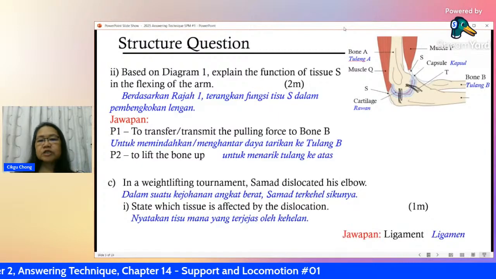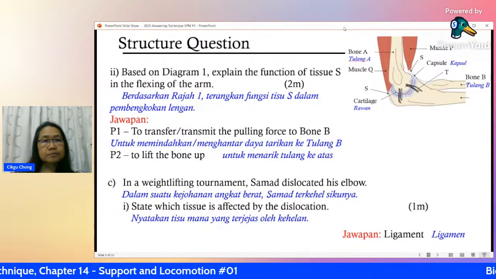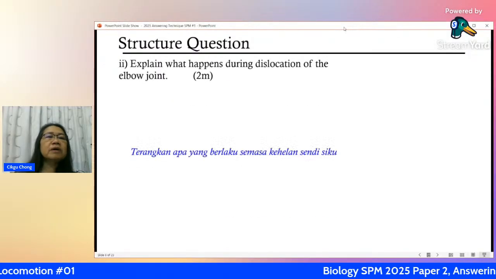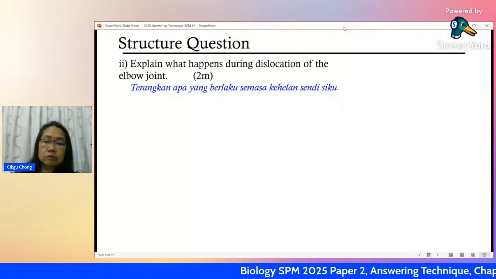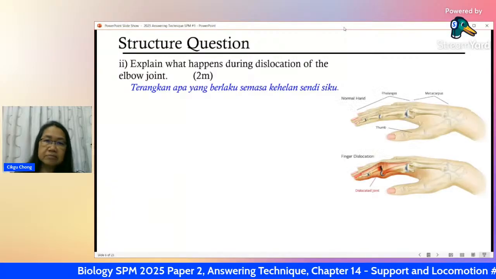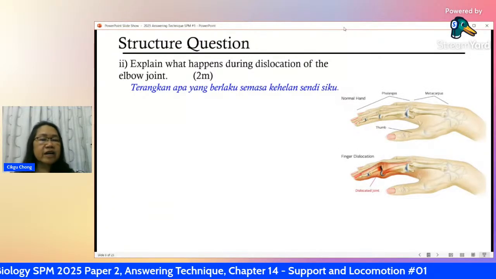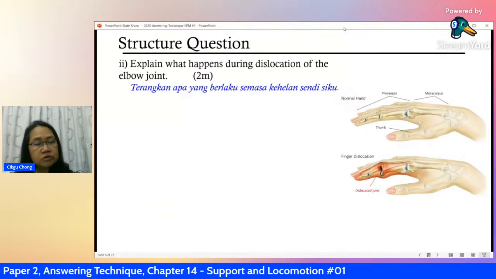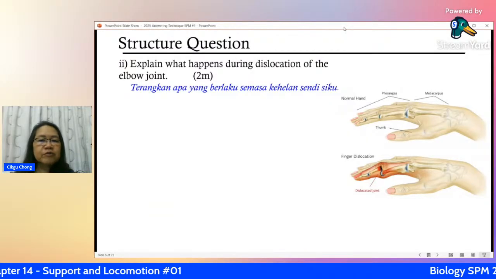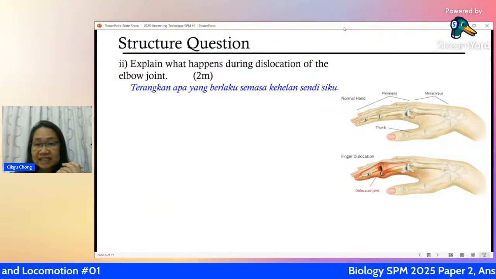My second question, C2, connected to the same question. Explain what happens during dislocation of the elbow joint. So what actually happens during dislocation? In DM we call it kehilangan. I couldn't find a picture of the elbow to show the dislocation, so I found a picture that is referring to dislocation of the phalanx. You know phalanx?